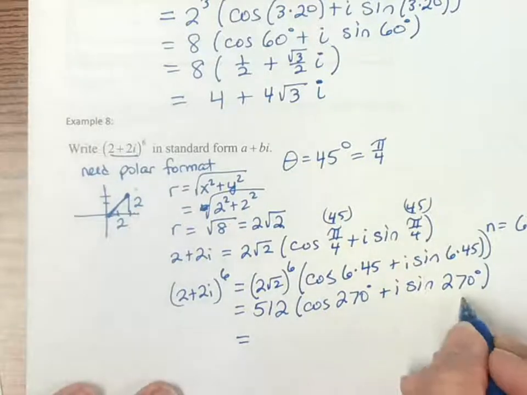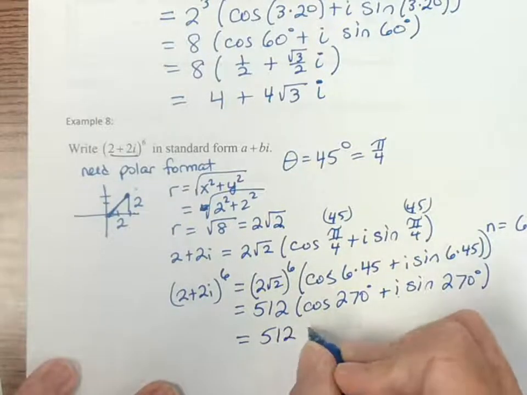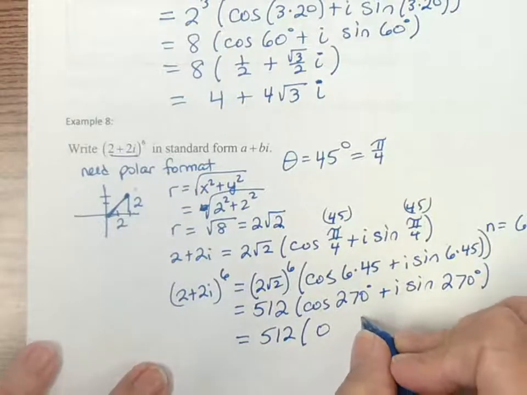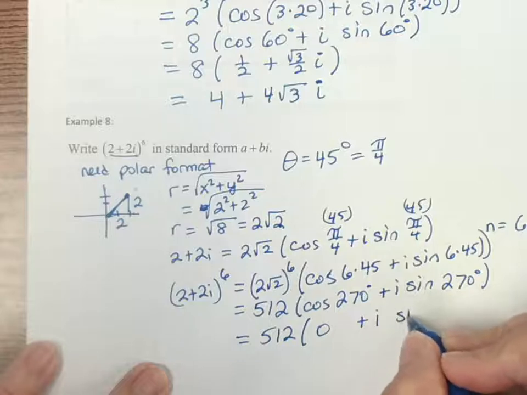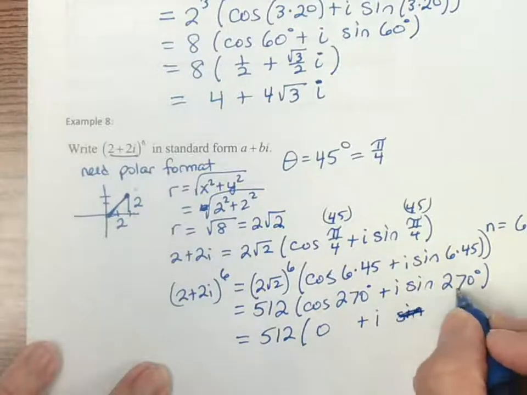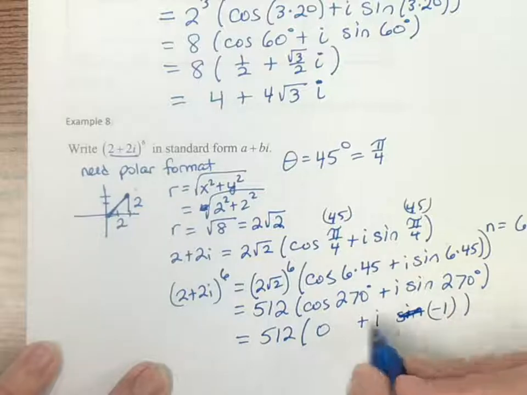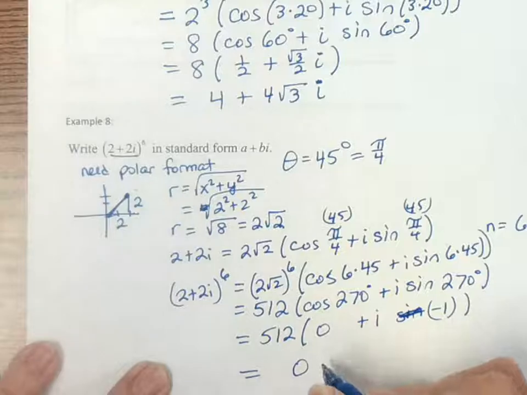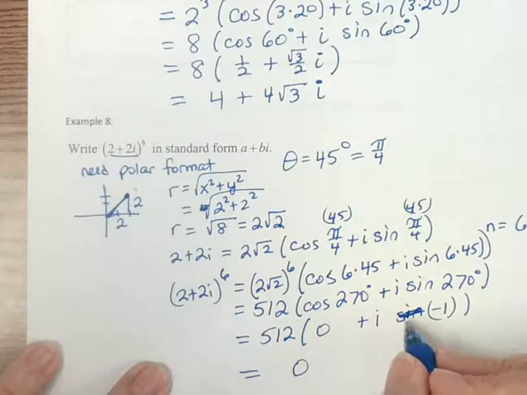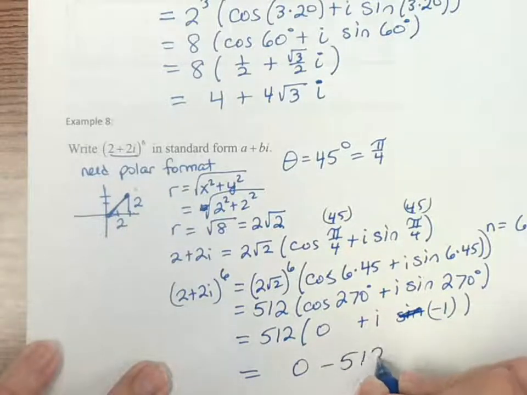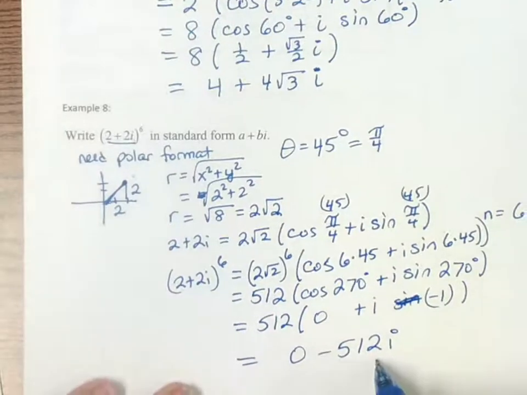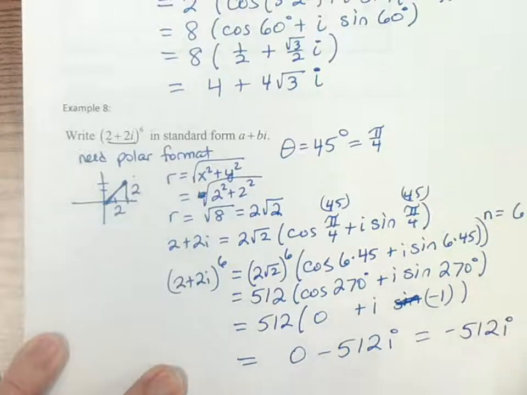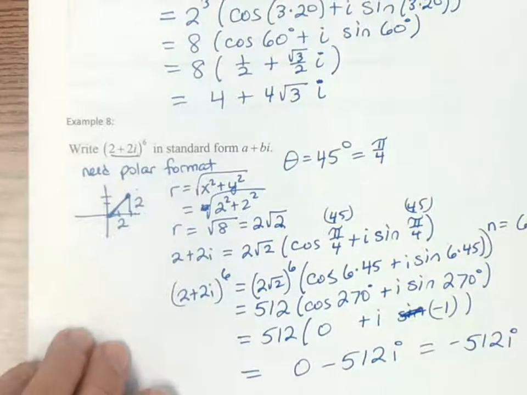Let's just substitute in our values here, and we're almost done with this one. 512 times cosine of 270 is 0. Look at that. Plus i times the sine, I don't want sine, I want the actual value. That is a -1. So 512 times 0 is just 0, and we can write the 0, and then 512 times negative i is negative 512i. So you can write it like this, or you can leave off that imaginary part. And that is in the form of a plus bi.